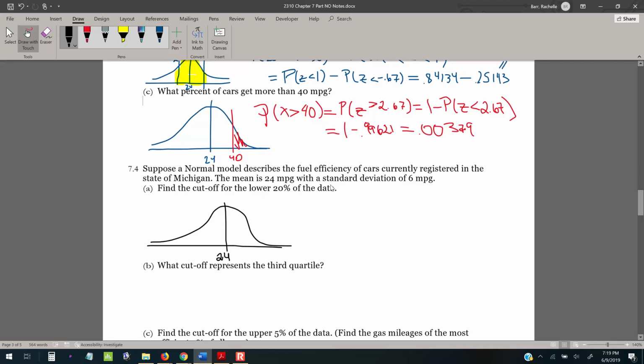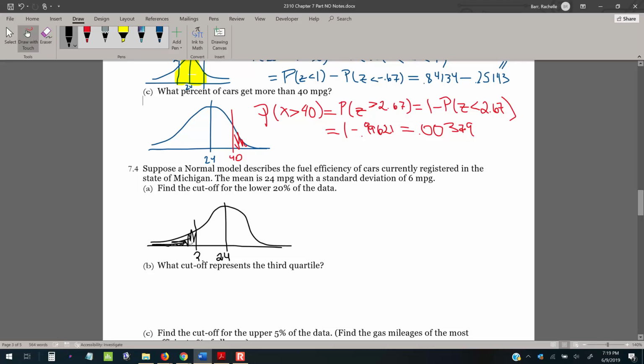Alright, so mean 24, standard deviation 6. We're still doing miles per hour of cars, only here I'm saying, find the cutoff value for the lower 20% of data. So the lower 20% of gas mileages. So I don't know the value, but I know the probability.